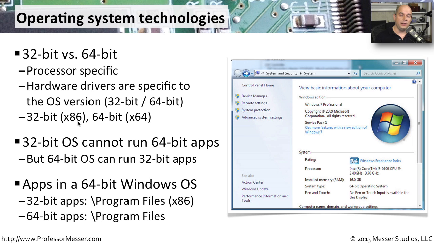You will find that Windows will put them in different areas of the hard drive. If you are installing 32-bit apps, you'll find there's a Program Files folder specifically for 32-bit apps called Program Files x86, where your 64-bit applications will simply go into the Program Files folder.